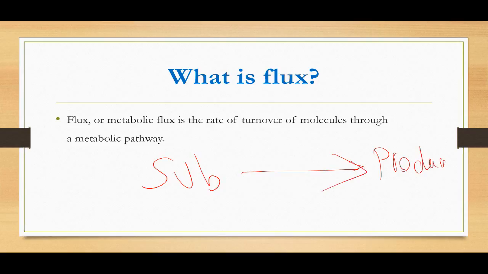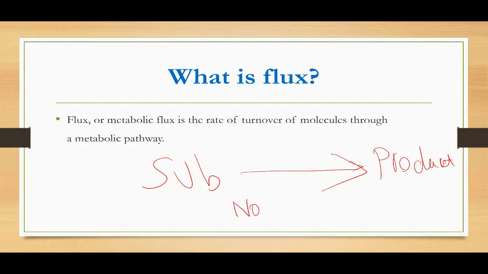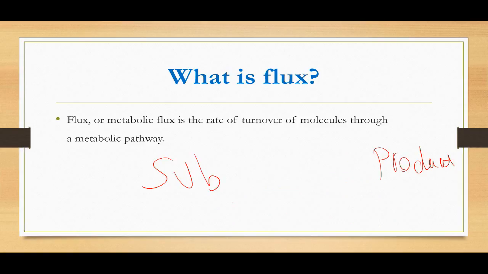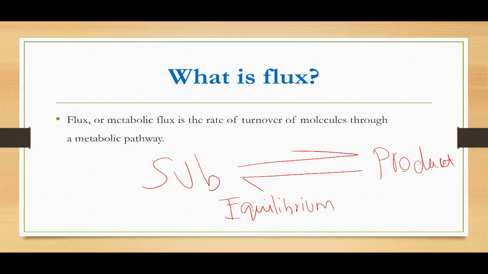If this is an irreversible reaction, irreversible reactions are usually called in biochemistry non-equilibrium reactions. We don't use the word irreversible reaction. Instead of that, we use the word non-equilibrium reaction. If you see a reversible reaction, we use the term equilibrium reaction. That means the rate of conversion of substrate to product and product to substrate is equal. That is the equilibrium reaction.